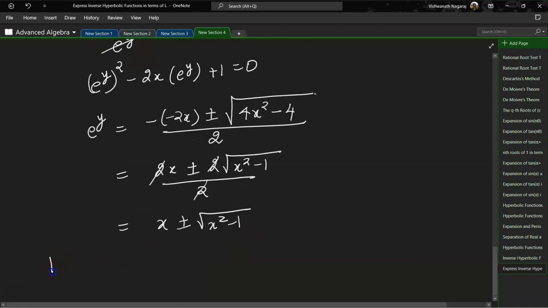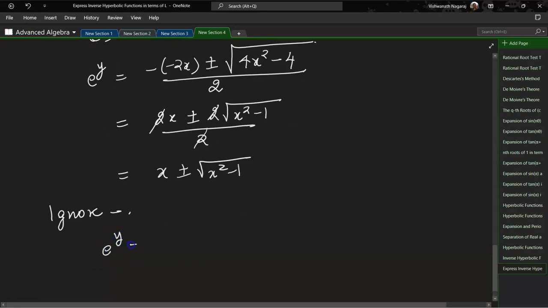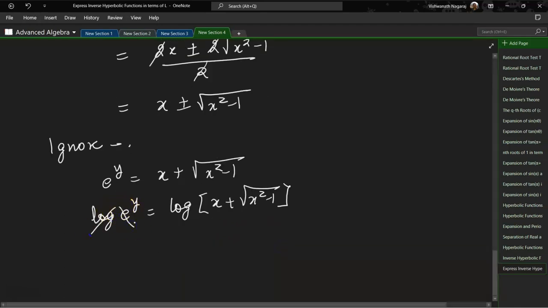Now it has been accepted that we are going to ignore the negative. So by ignoring the negative, we get e to the power of y is equal to x plus square root of x square minus 1. How do we get rid of that e? We take the log on both sides. So log e to the power of y is equal to log of x plus square root of x square minus 1. Here log and e will get cancelled. We are left with y is equal to log of x plus square root of x square minus 1.